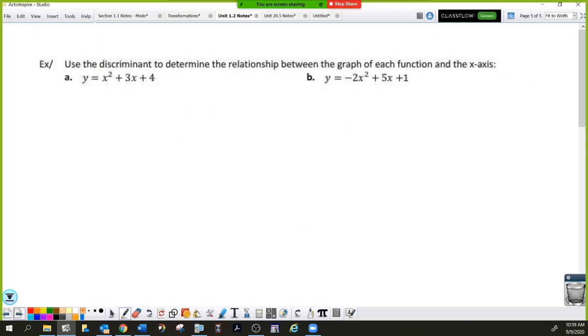There we go. Use the discriminant to determine the relationship between the graph of each function and the x-axis. Great. Well, I can already tell you that this graph points up. I could see that my a value is positive. So we know this graph points up. Now what we need to do is figure out what's going on with the discriminant.